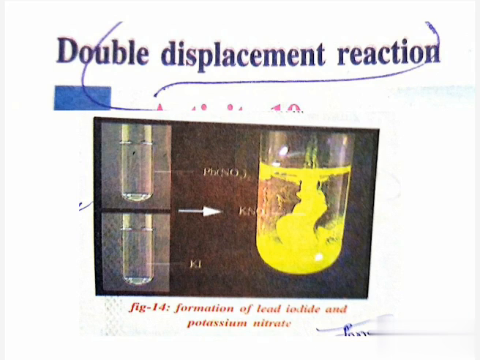Next, one more example is sodium hydroxide reacting with hydrochloric acid to form sodium chloride and water. The formula of sodium hydroxide is NaOH. It reacts with hydrochloric acid, HCl, and forms sodium chloride and H2O. This is also one of the examples of a double displacement reaction.